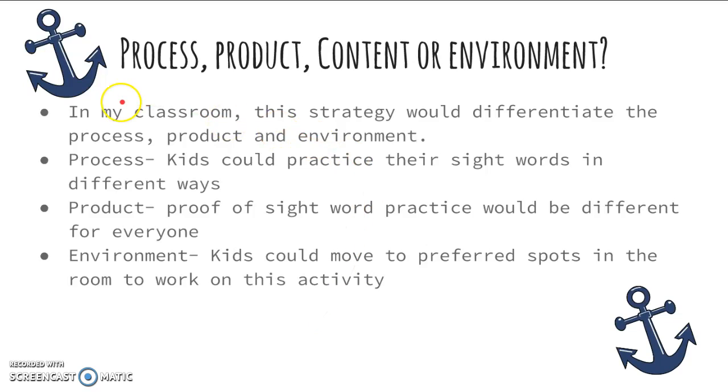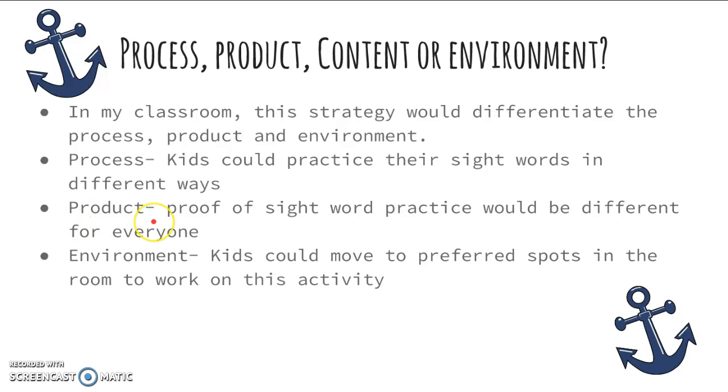So then the last question is, what's being differentiated? Is it the process, the product, the content, or the environment? I'm just going to talk about my sight word idea from the slide before. In my classroom, the strategy would differentiate the process, the product, and the environment. The process would be different for kids because they could practice their sight words in their preferred way. So they're not all going at it in the same process.